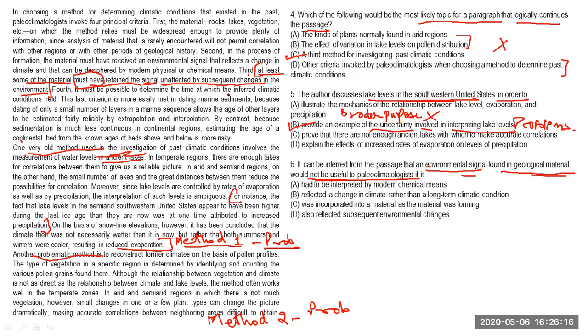The essential condition for it to be useful is that the signal must have remained unaffected by subsequent changes in the environment. It is an essential condition for it to be useful. Therefore, the question said it would not be useful. When would it not be useful? When this essential condition is not met, which means the signal has also been affected by subsequent changes in the environment, which means D, it also reflects subsequent environmental changes. It would not be useful when it also reflects subsequent environmental changes.